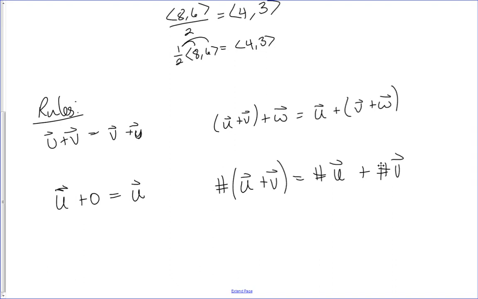All right, that's all there is to the rules of adding vectors. Okay, it's associative, commutative, you can use distributive property, just like you could with regular addition, regular distributive property. You can do the same thing with vectors.